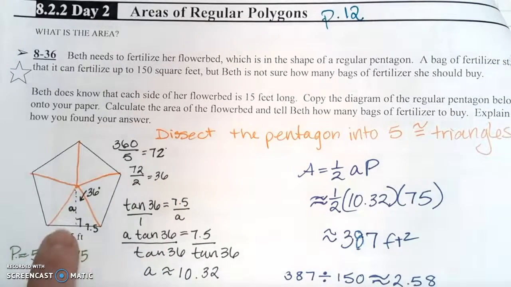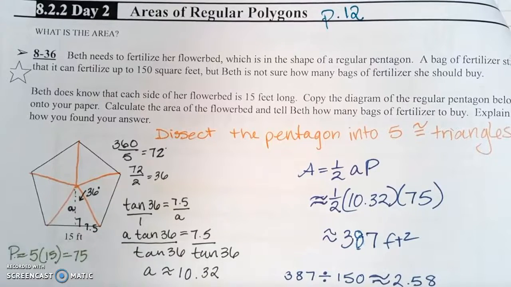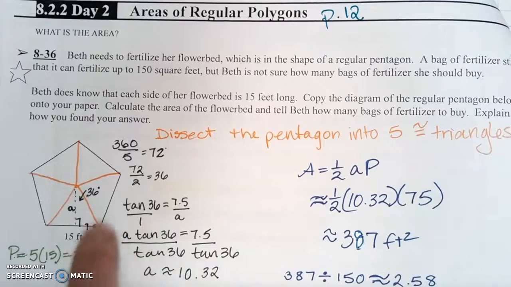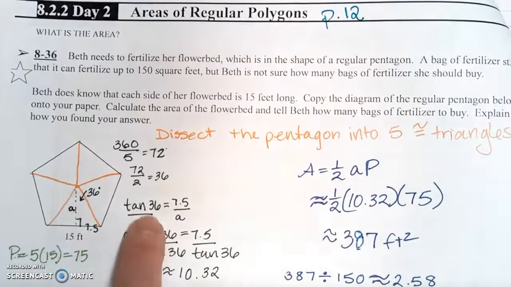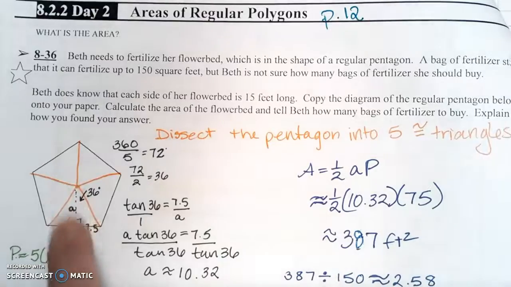And half of this side over here, half of side 15 is 7.5. So we're going to use a trig function to find the height of the apothem. Okay? From this angle of 36, we know the opposite and we want the adjacent. So we're going to use the tangent. So the tangent of 36 is equal to 7.5, the opposite, over the apothem.